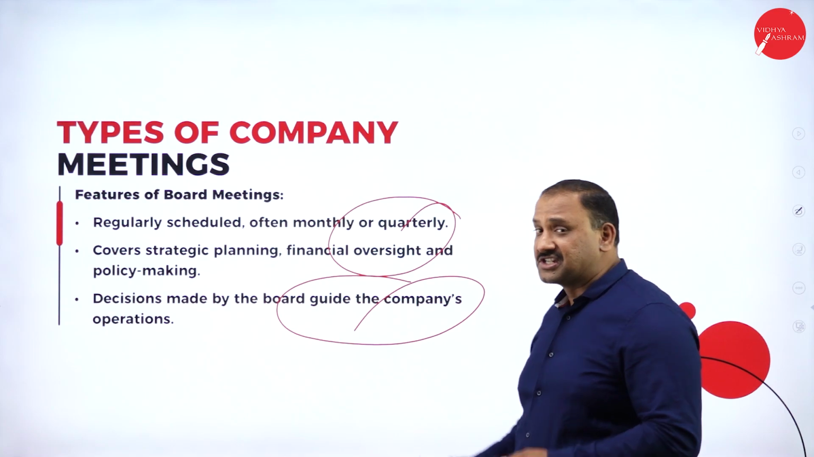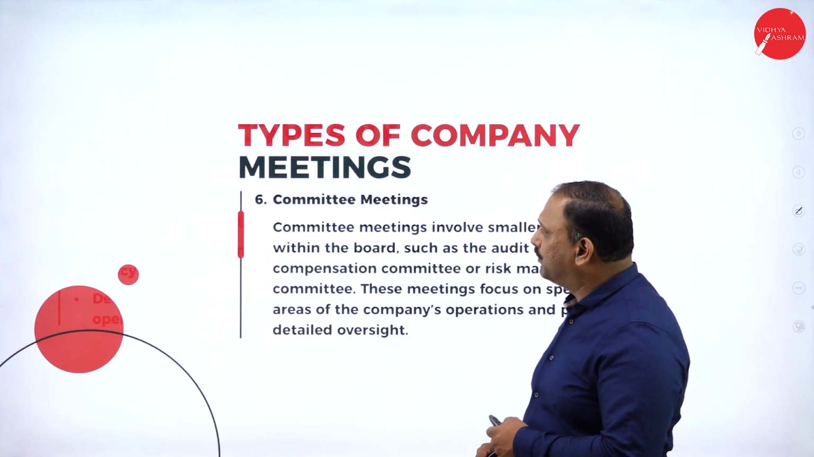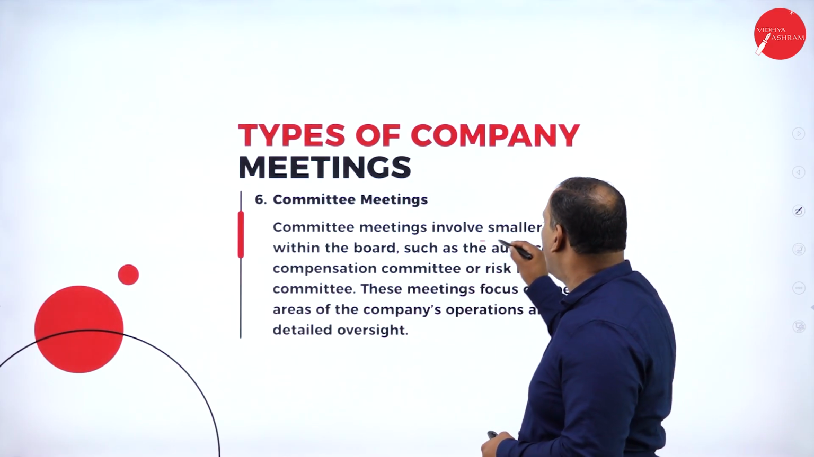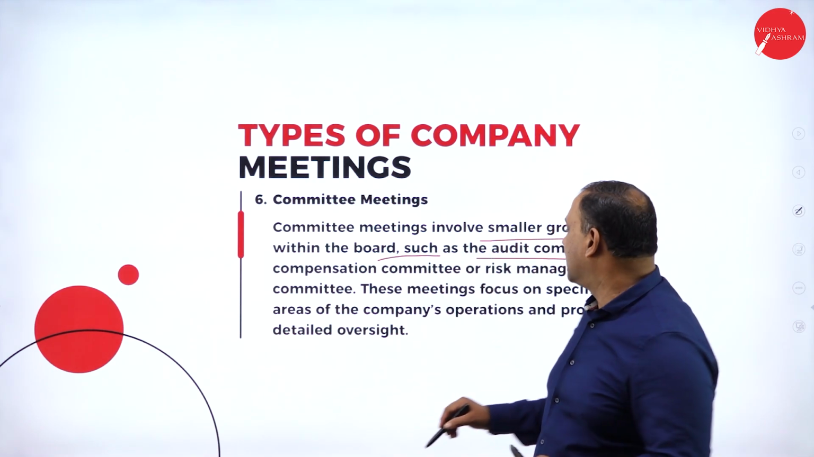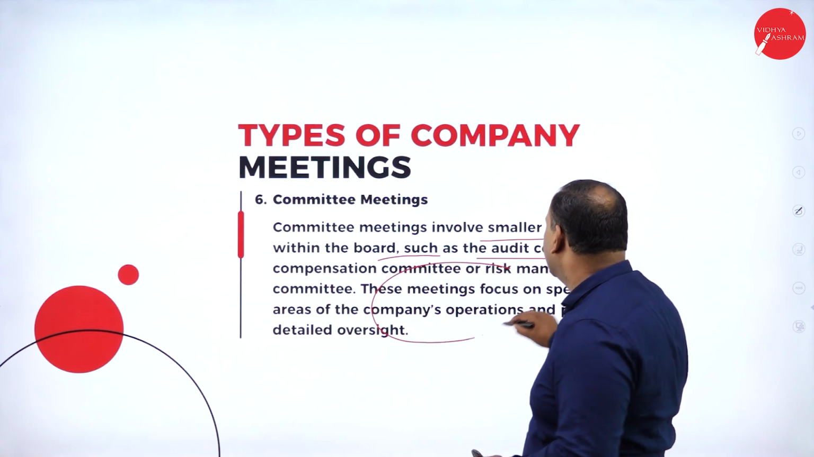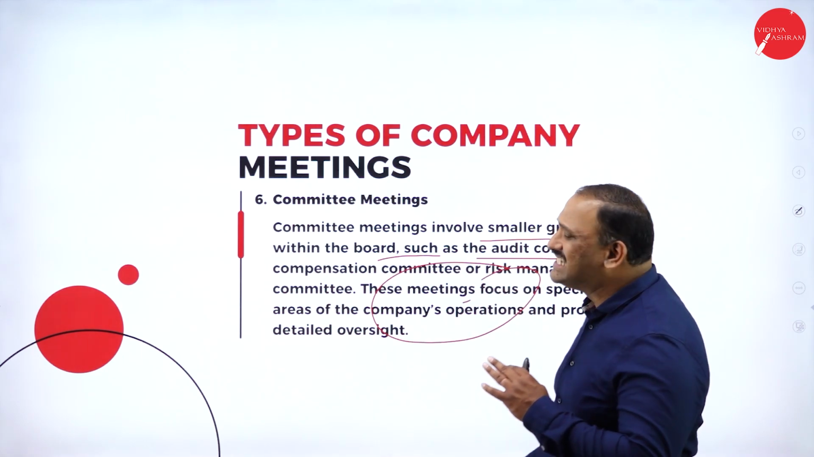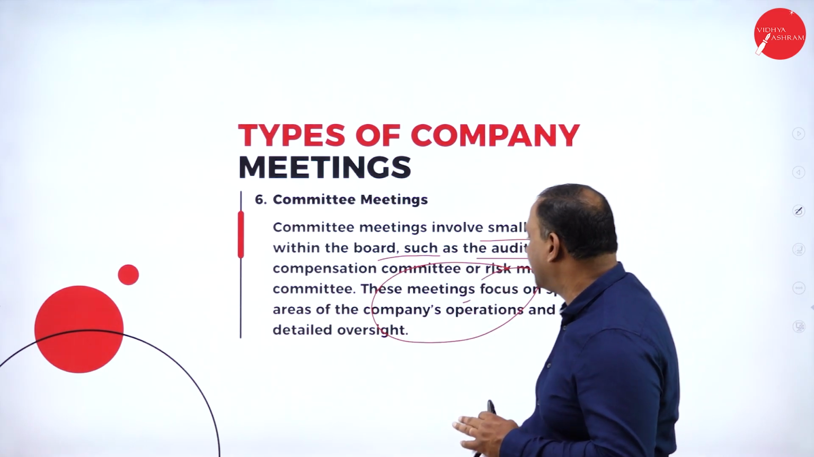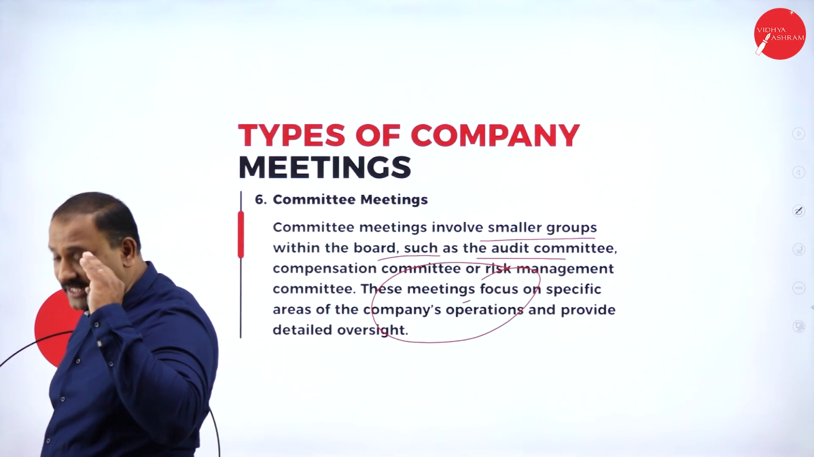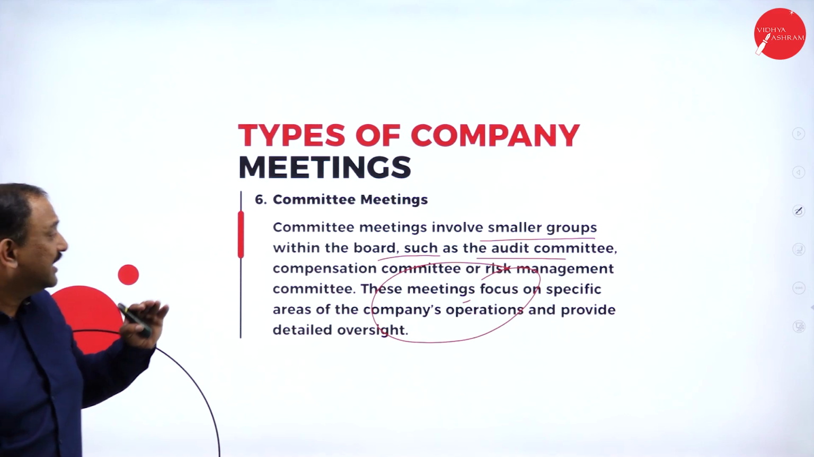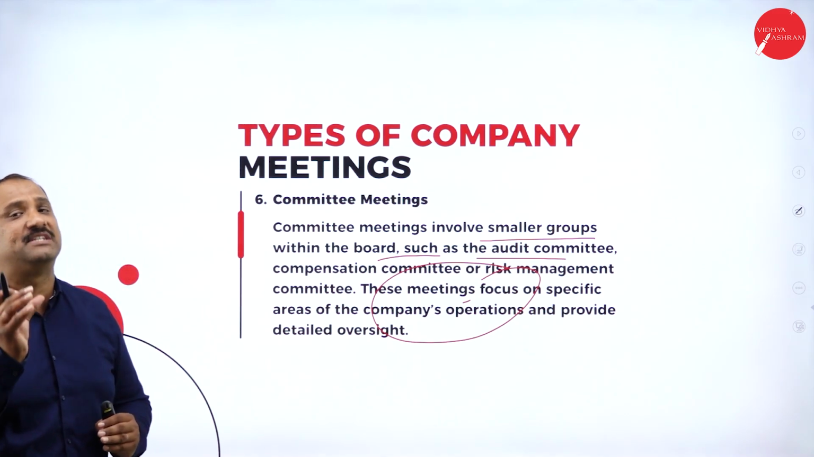Everything is being discussed in terms of the development, followed by which the committee meetings involve smaller groups within the board, such as audit committee, compensation committee, risk management committee. These meetings focus on specific areas of the company's operation and provide a detailed oversight, which means to say today, let's understand this very, very clearly. Committee meeting means there is some specific committee.